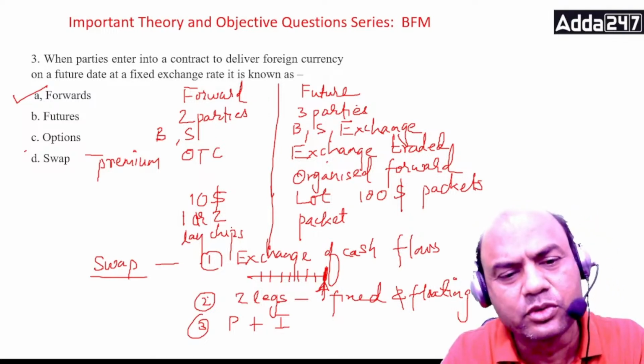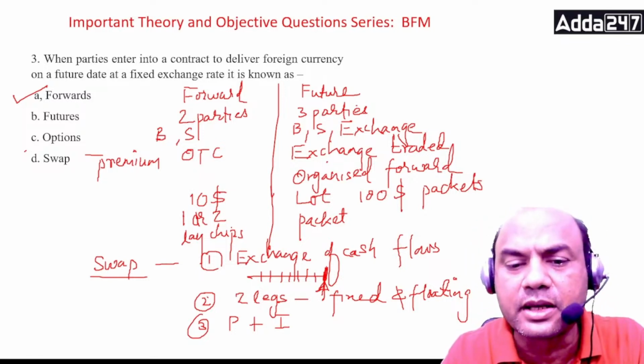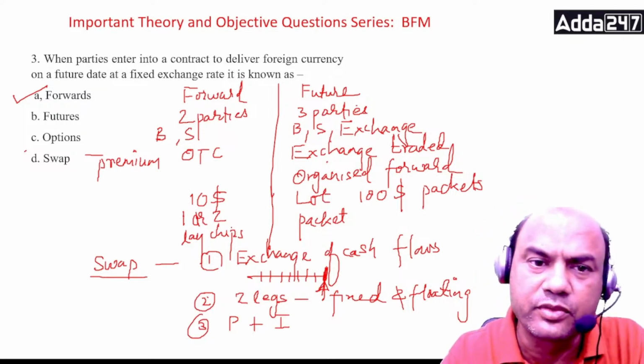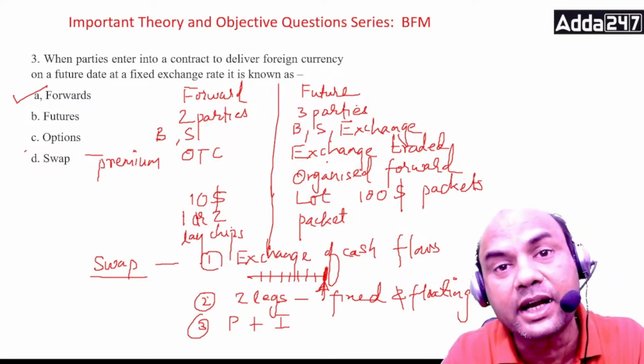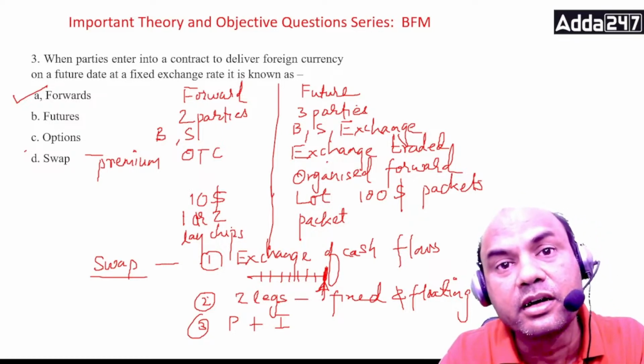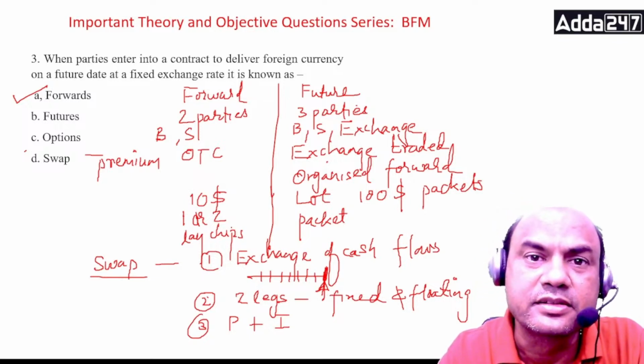See this. There's only one difference. In forward there are 2 parties. In future there are 3 parties. 2 parties means what? There is the buyer and seller in forward. In future there is buyer, seller and exchange. Exchange means what? Like NSE, BSE. NSE BSE is an exchange.